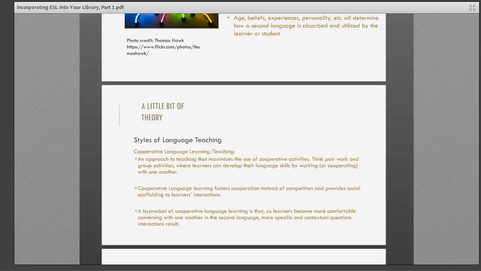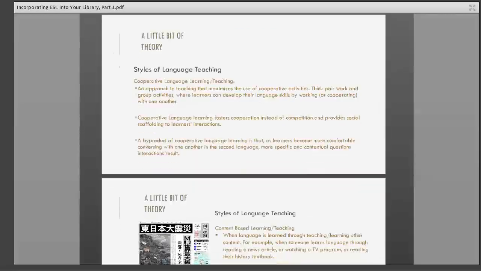So a byproduct of cooperative language learning is that as learners become more comfortable conversing with one another in the second language, more specific and contextual questions and interactions result. So that also helps kind of build that language learning. Okay?